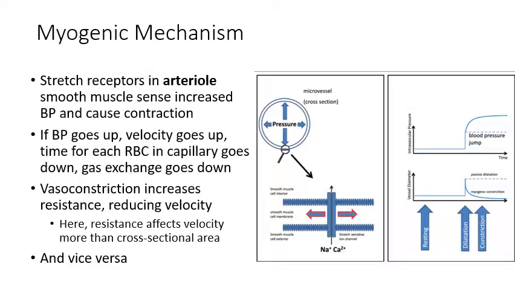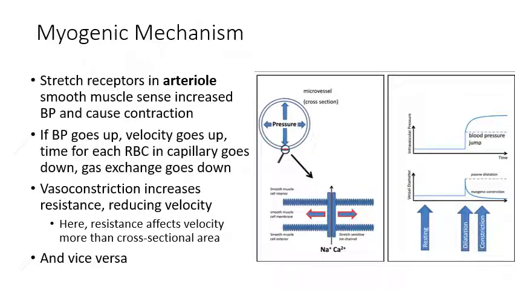When you sense that increased blood pressure and constrict the arteriole in response, that means that since you have more vasoconstriction, you have more resistance. And in this case, you have so much resistance that it is actually going to reduce the velocity of blood moving through the arteriole and therefore moving through the capillary. In this case, the resistance is having a great effect on the blood velocity. It's having an effect that's actually greater than the effect of the cross-sectional area on the velocity.